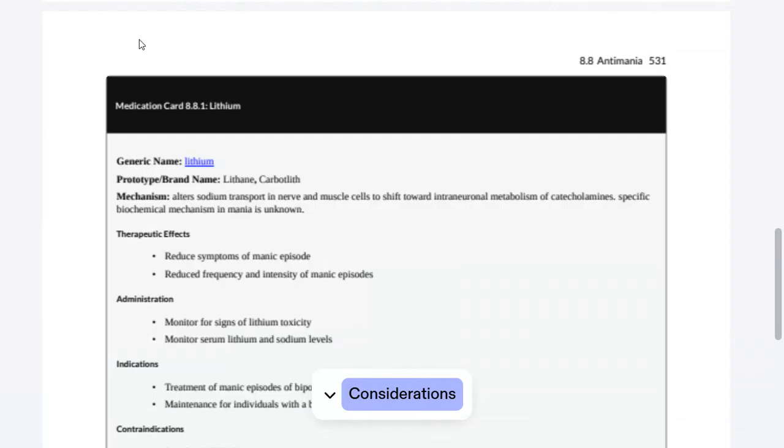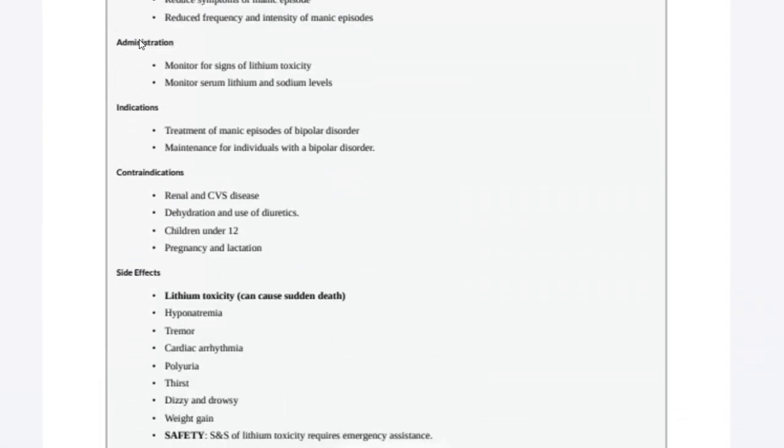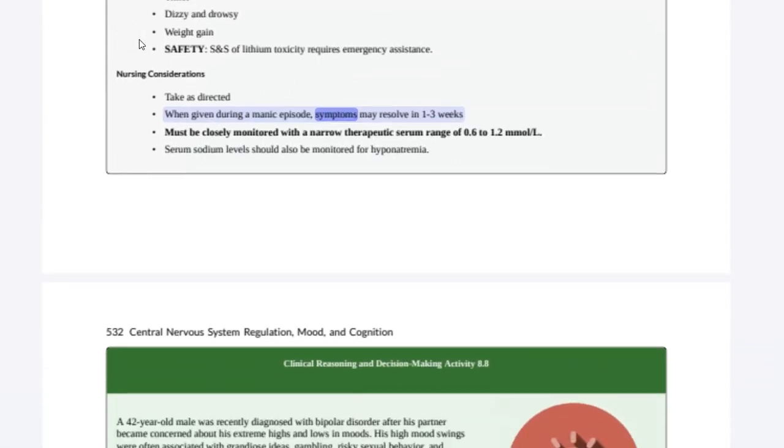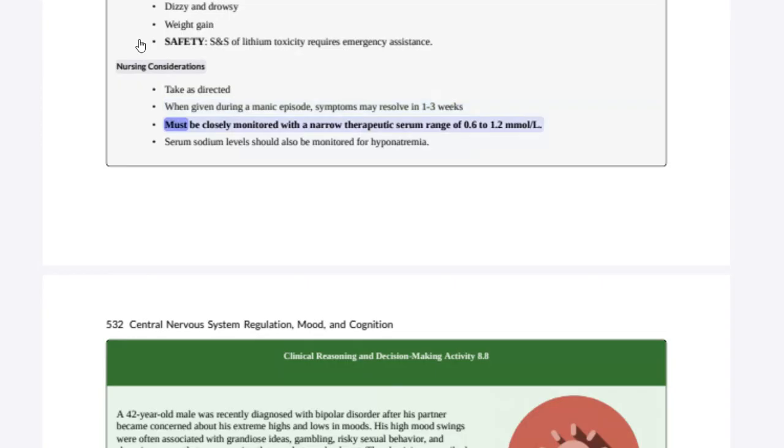Nursing considerations: take as directed. When given during a manic episode, symptoms may resolve in 1 to 3 weeks. Must be closely monitored with a narrow therapeutic serum range of 0.6 to 1.2 mmol/L. Serum sodium levels should also be monitored for hyponatremia.